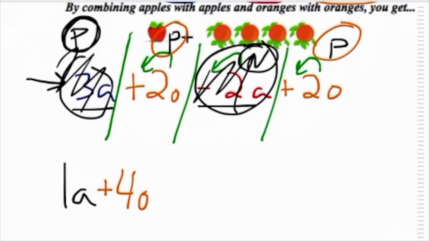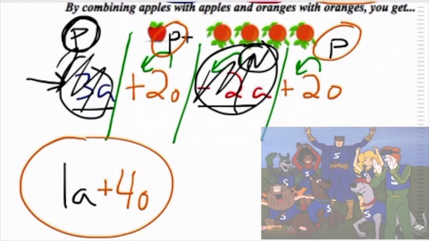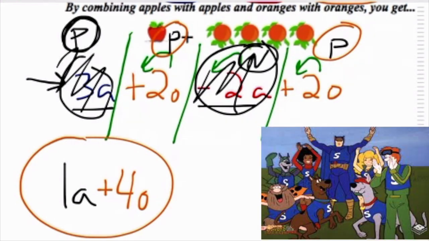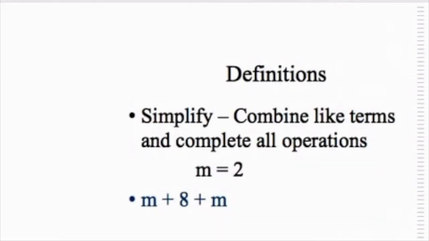And obviously, once again, if the answer was a positive, I put a plus sign. If the answer was a negative, I will put a minus sign. This is my final answer, 1a plus 4o. And if you look at the picture here, you'll see how they had the same thing. 1 apple plus 4 oranges. So hopefully you understand now about adding like terms.